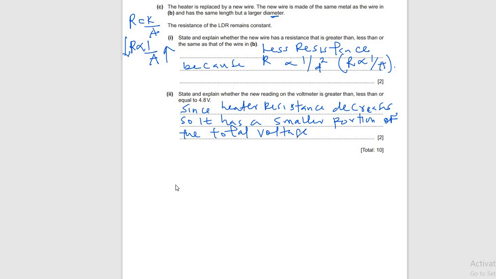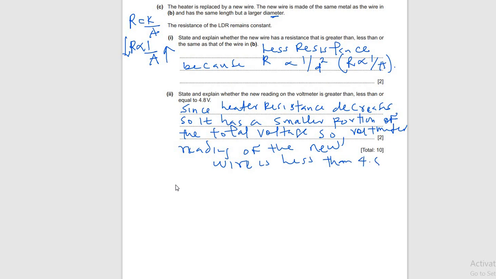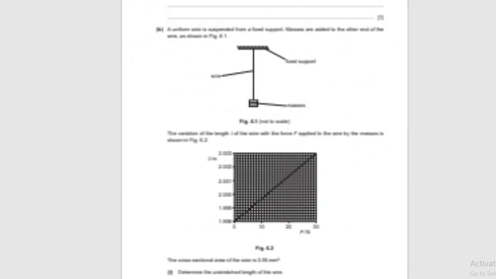So the voltmeter reading of the new wire is less than 4.8 volts. That's the conclusion. Let's move to the next one.